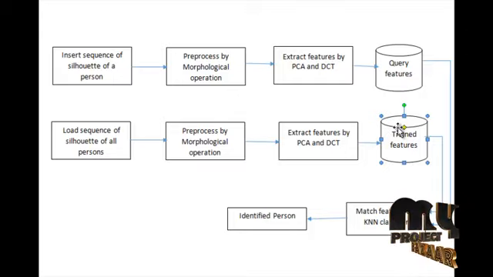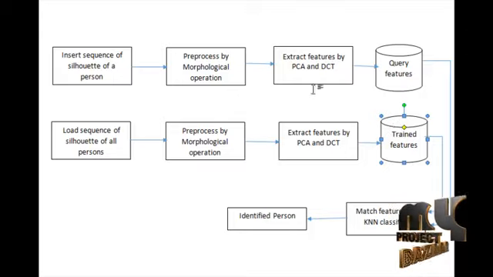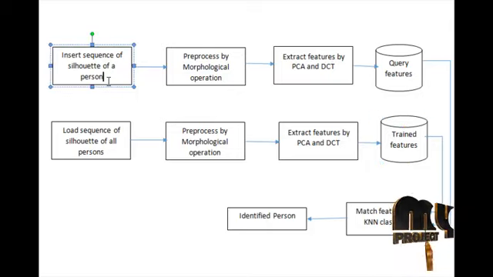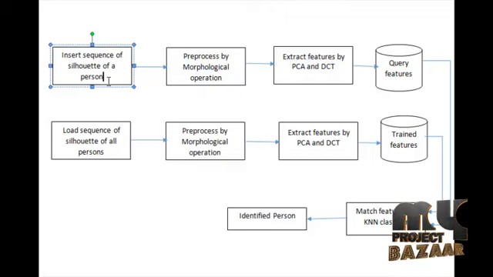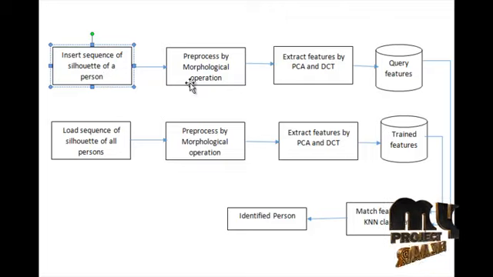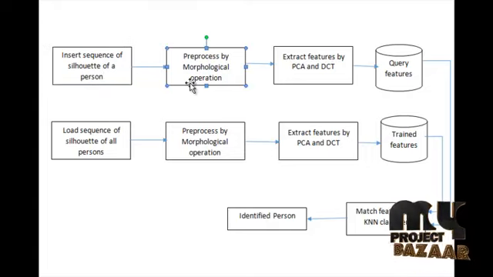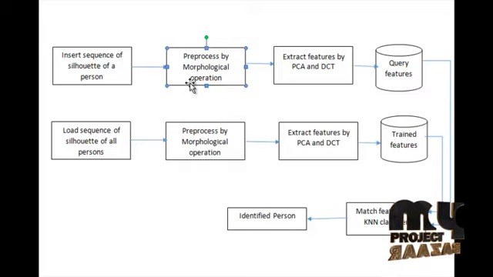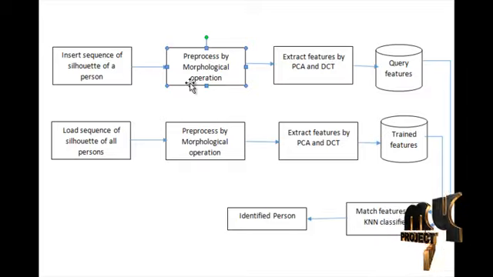And we also perform one query sequence image. We input one person silhouette. This silhouette is obtained at runtime by the program. Then we perform the morphological operation. The morphological operation is performed for both the query image and the database image. For the query image, it is performed to preserve the edge of the silhouette.